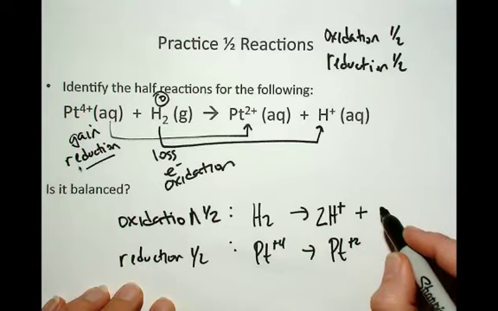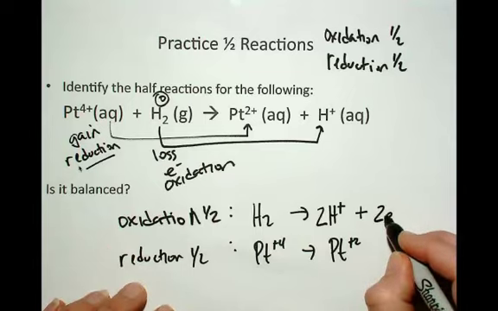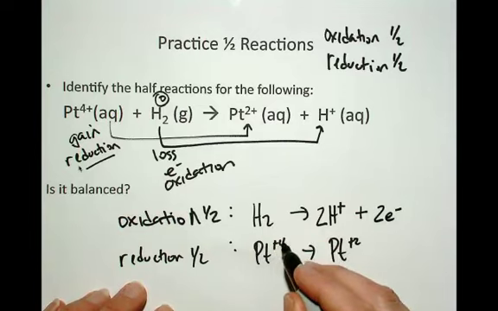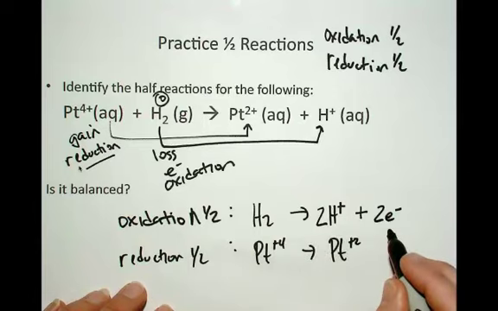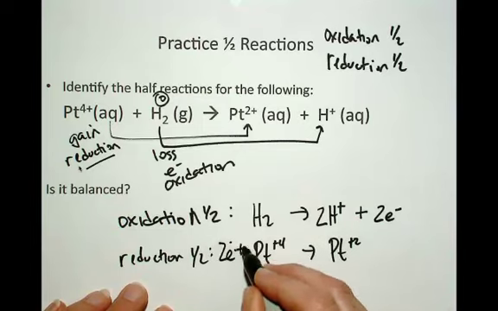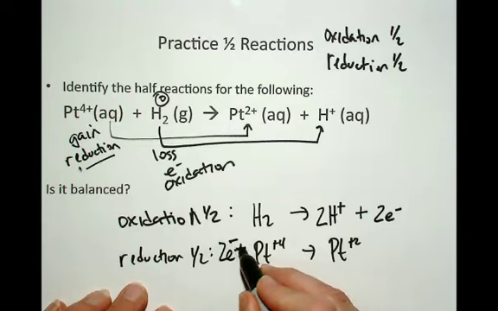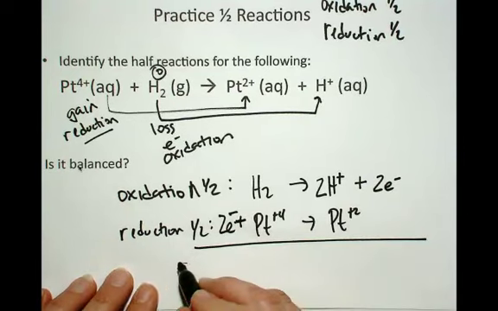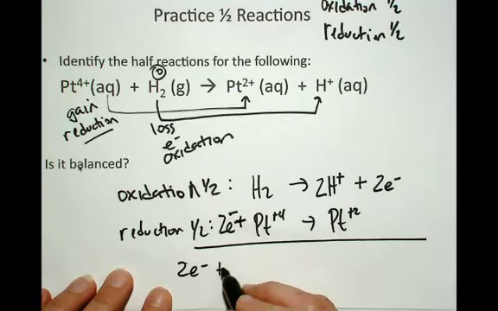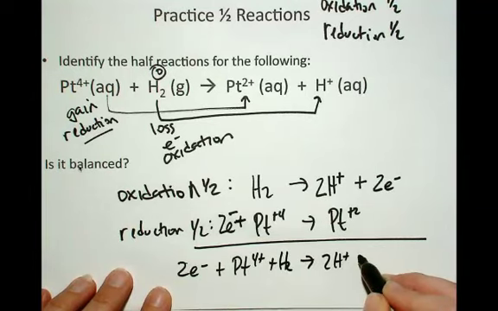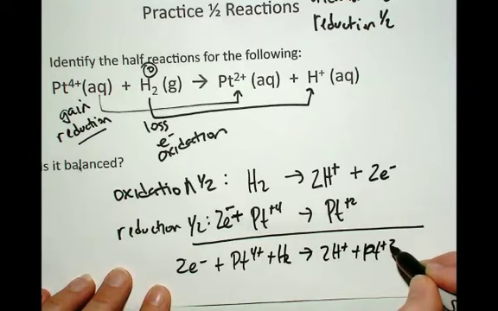So in the case of oxidation, which is loss of electrons, molecular hydrogen, diatomic hydrogen, is forming two hydrogen ions and giving off two electrons. In the reduction reaction, I should have backed this up a little bit, the platinum must be gaining two electrons, because it's going from a +4 to a +2. And then you can see when you add these two half reactions back together, you end up with 2 electrons plus platinum 4+ plus hydrogen to give hydrogen ion plus platinum 2+ plus 2 electrons.